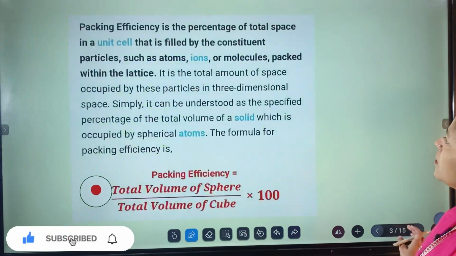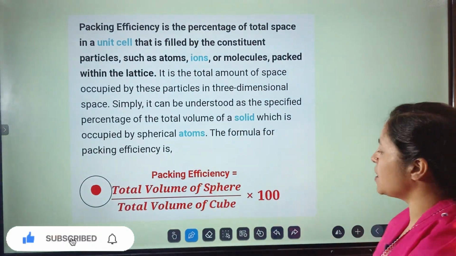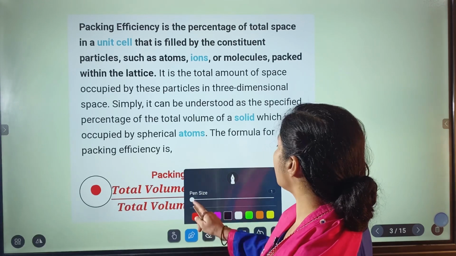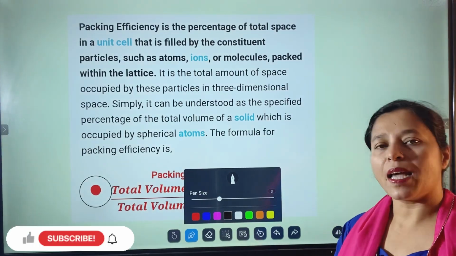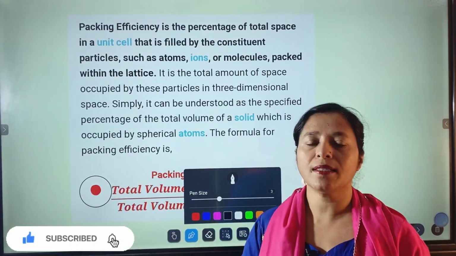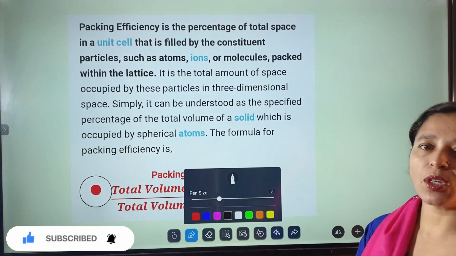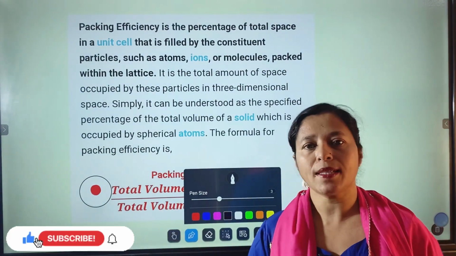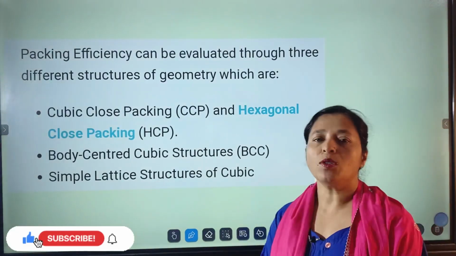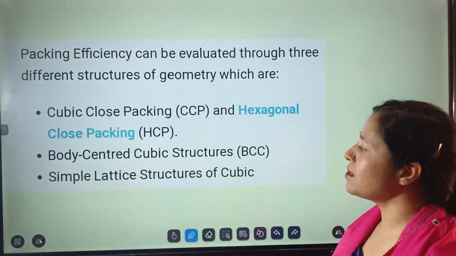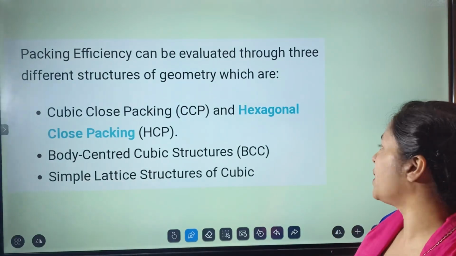So this is packing efficiency, it's a topic of solid state. Now the question arises, what is packing efficiency? It is the percentage of total space that is occupied in a unit cell by the constituent atoms, and these atoms or particles may be ions or molecules. So we can say that packing efficiency is the percentage of the space that is occupied by the molecules, ions or atoms. We are going to study packing efficiency under three topics, that is CCP and HCP, then BCC, and then the last, SCC, simple cubic lattice structures.